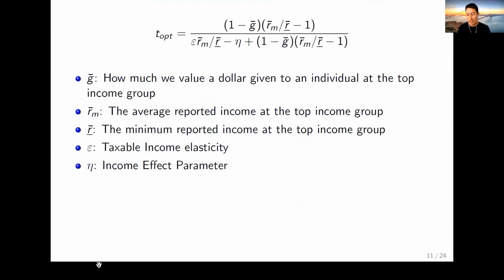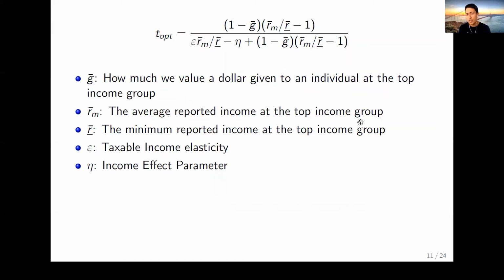Now, what Saez shows in his paper is that the optimal tax rate can be written as a function of this formula, which looks very complicated. But what I wanted to highlight is that this formula depends on a couple of parameters. The first one is this G bar, which is how much we value a dollar given to an individual in the top income group. So in this Rawlsian vision of the world, where we don't care about the rich, this G bar would be 0, right? We put no weight on the top income earners. But it could be greater than 0 if you think we should put some philosophical weight on them.